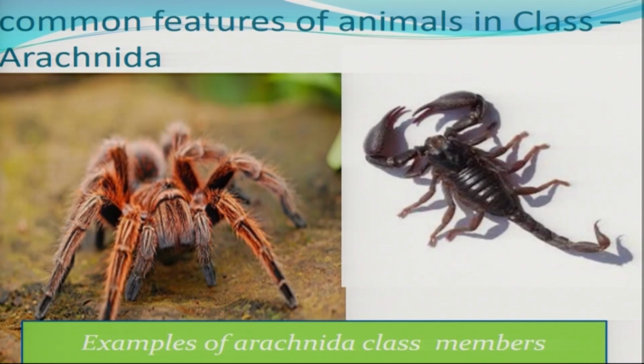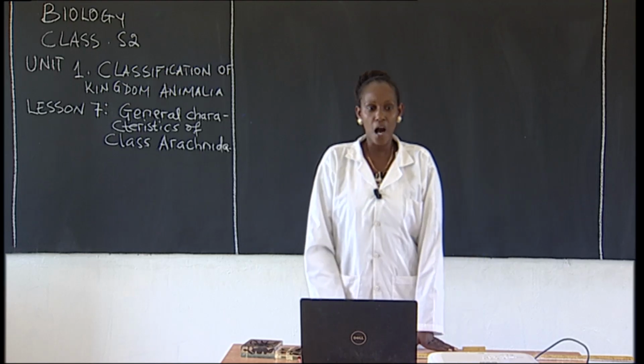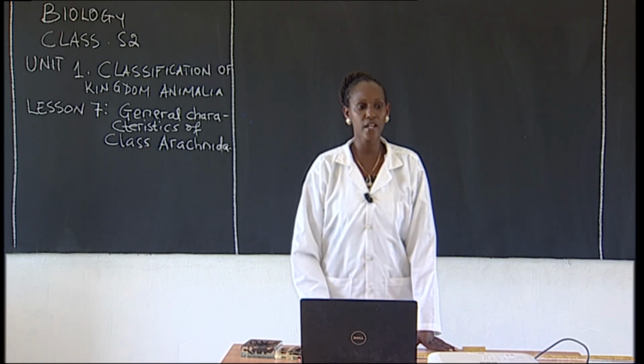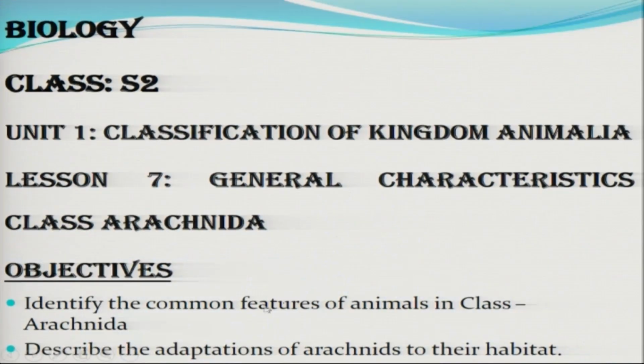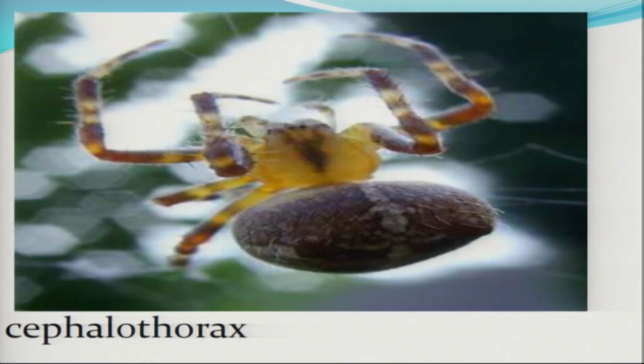I said, and I repeat, our main objectives today are 2: one, to identify the common features class arachnid possesses; the other, the adaptations of class arachnid to its habitat. All right? So we are trying to analyze some of the features. If we continue, this is what I was trying to say. Look on the screen, everybody attentive.